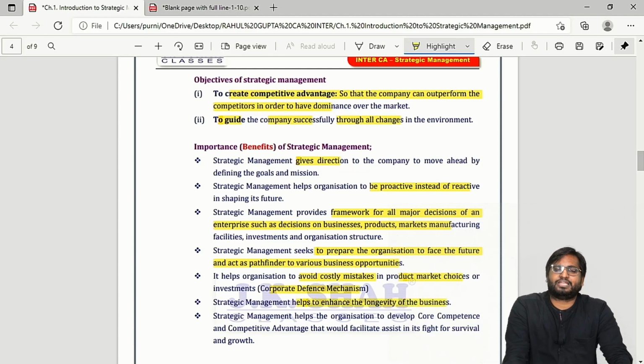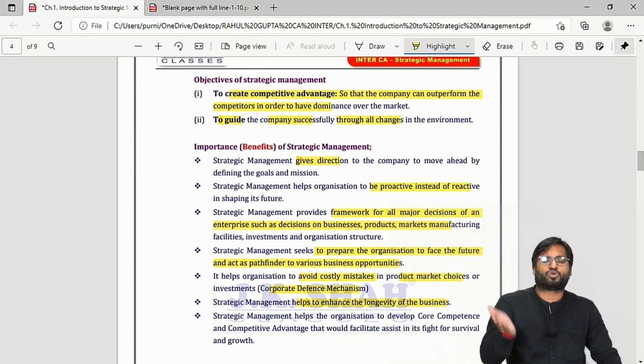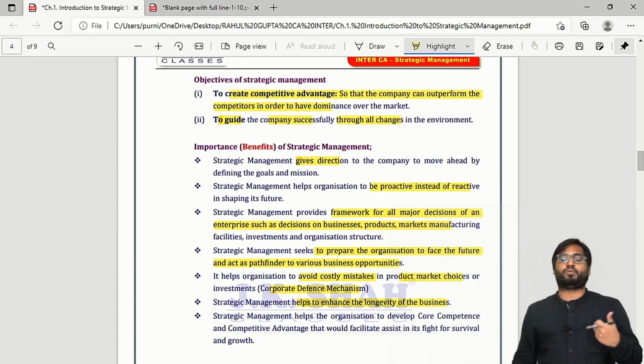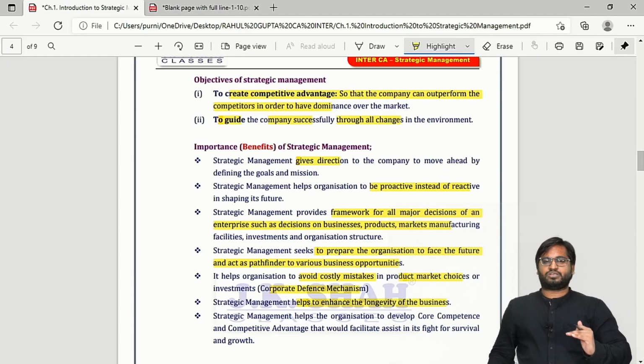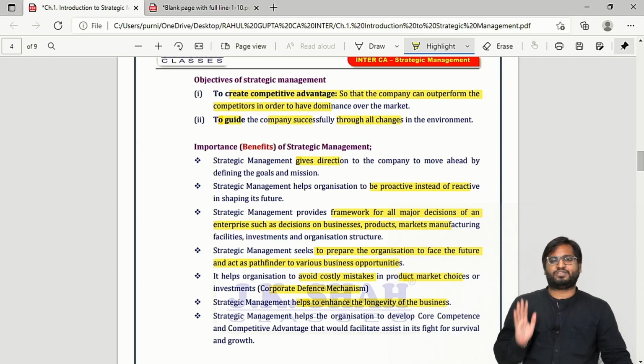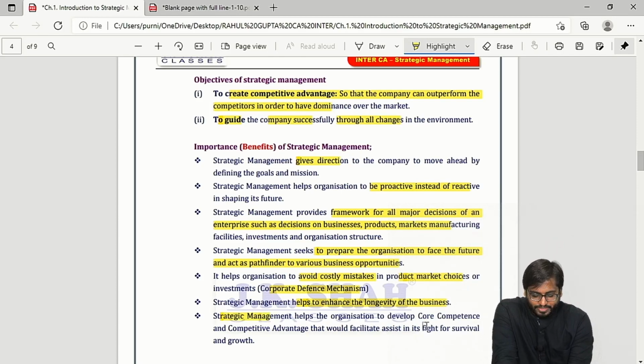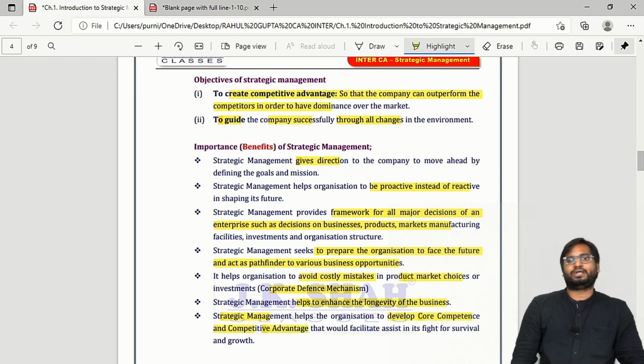And strategic management also helps you to develop core competency and competitive advantage. Now, I have told you about competitive advantage, an edge over your rivals. What do you mean by core competence? Core competence in simple language means something which you possess and your competitors don't possess. That is called core competencies. So strategic management helps to develop core competency and competitive advantage.